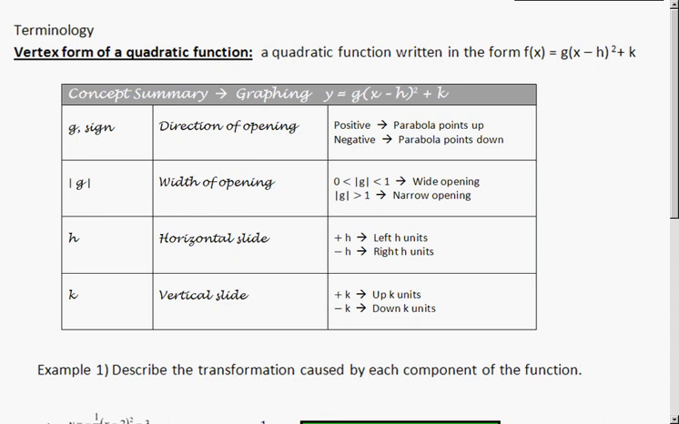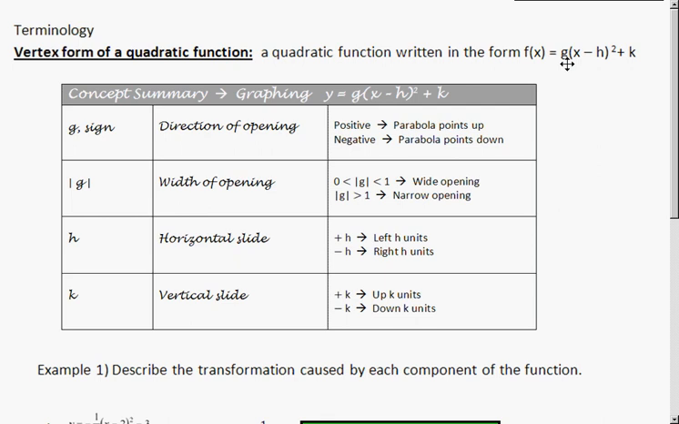Basically, everything that we've worked with was in vertex form. That is your y, or function of x, equals g (x minus h) squared plus k. Now, this is a great resource, a great tool that will help you out with the transformations and the translations that happen. G, notice where G is at, out in the front of your parentheses.